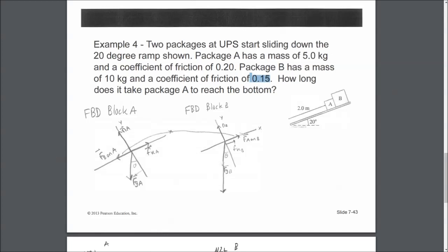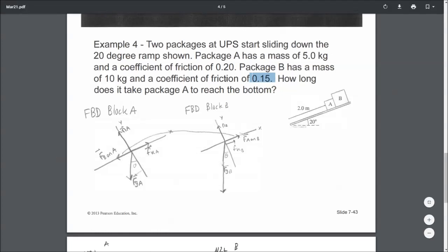And then, of course, if you make the coefficient of friction for A too low, like lower than 0.15, then they're not in contact at all. A slides down faster than B slides down. So we have to have a coefficient of friction for A that's a bit larger.